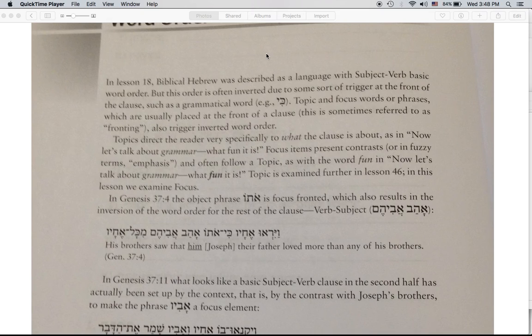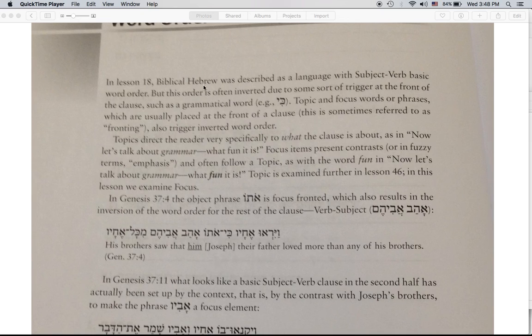This movement will trigger a switch in word order from subject-verb to verb-subject. So not only is a particular element of the clause moved to the front for emphasis, the word order is also changed. So the verb and the subject are going to be switched. So instead of subject-verb, it'll be verb-subject. So let's look at the particulars of this as explained by our authors.